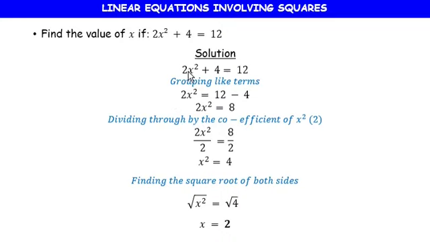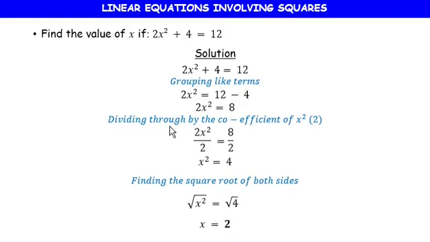Alright. So the first thing here is to group like terms. So we are going to have 2x squared is equal to 12 minus 4. So simply we are going to move this plus 4 to the right side and it becomes negative 4. 12 minus 4 is 8. So giving us 2x squared is equal to 8.